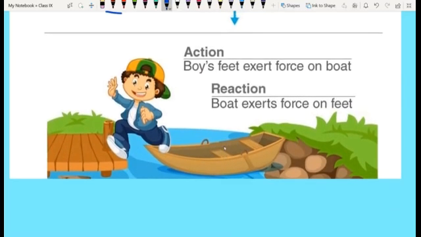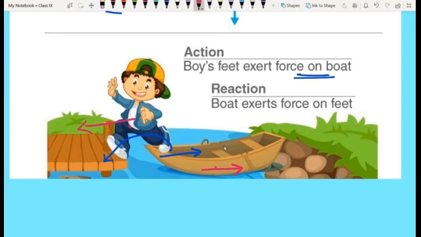There is another beautiful example: the boy's feet exert force on the boat. Suppose you are jumping from a boat to the bank of a river or a pond. When you jump from the boat, you will apply a force on the boat in the backward direction. As soon as you apply a force in the backward direction, the boat will move backward and you will move in the forward direction. Then only can you jump and reach the bank.